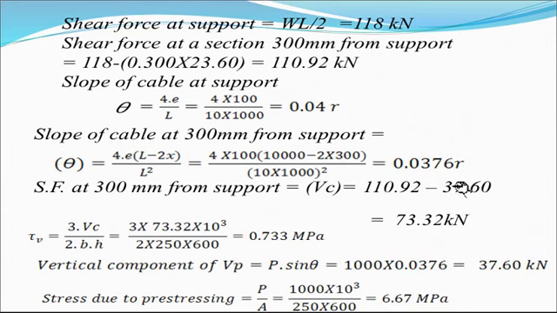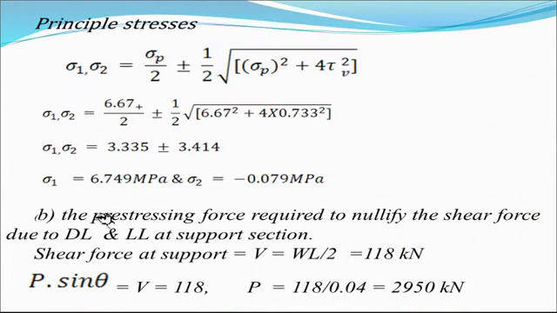Now this is related with P multiplied by sin theta, the pre-stressing force. So the vertical component is 37.60, minus this one, that gives the net shear force. Stress due to the pre-stressing is equal to P by A. It is again the same, 6.67 MPa. Now principal stress is equal to sigma p by 2 plus minus 1 by 2 under root of sigma p square plus 4 times tau p square. So we get sigma 1 is equal to 6.749 MPa and sigma 2 is equal to minus 0.079 MPa.